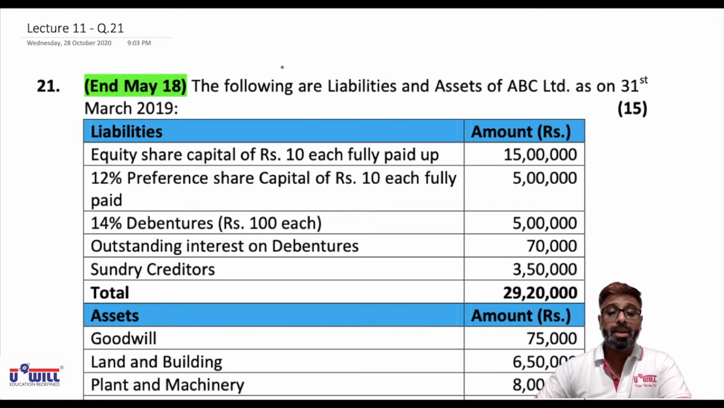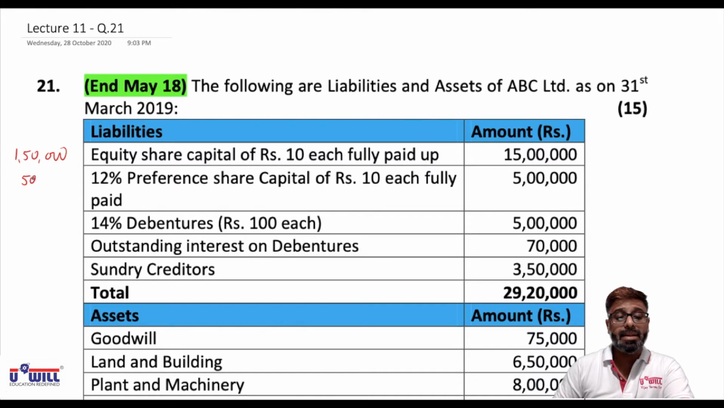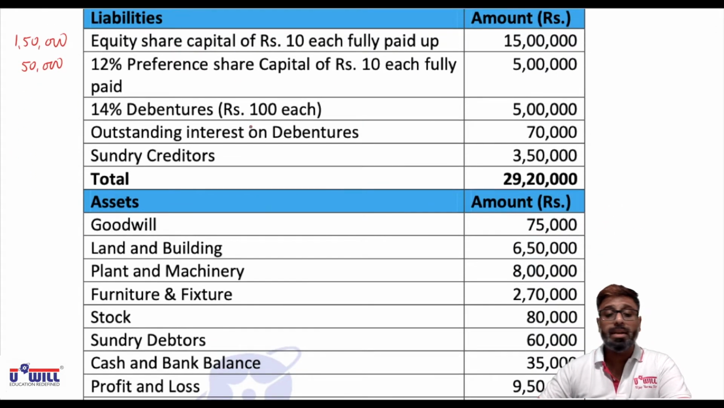Look at it. The following are liabilities and assets of ABC Limited as on 31st March 2019. Equity share capital of rupees 10 each, fully paid up, 15 lakhs. So 15 lakhs divided by 10, 1 lakh 50,000 equity shares are there. This is the old face value. 12% preference share capital of rupees 10 each, fully paid up. So 5 lakhs divided by 10, 50,000 preference shares are there. 10 is the old face value.